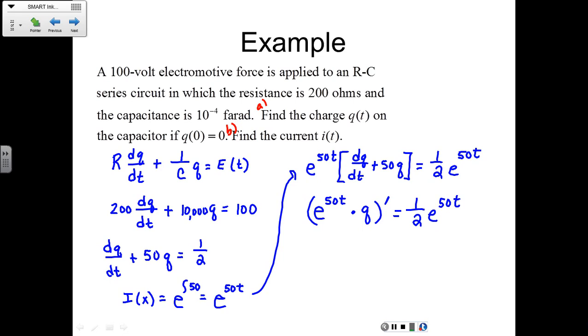So now I do what? Integrate both sides. Good job. So e to the 50t times q equals... Okay. I love these because it makes us have to think about our arithmetic.